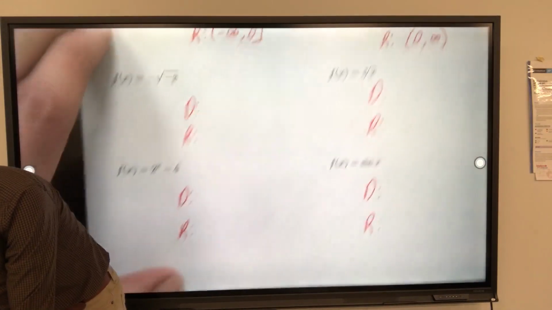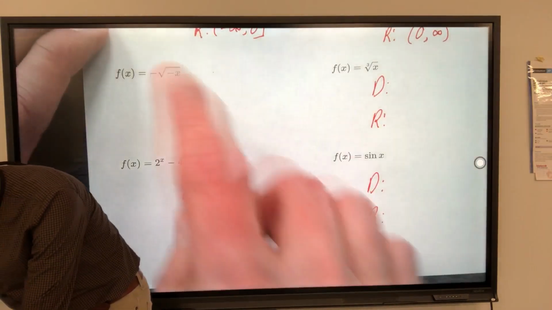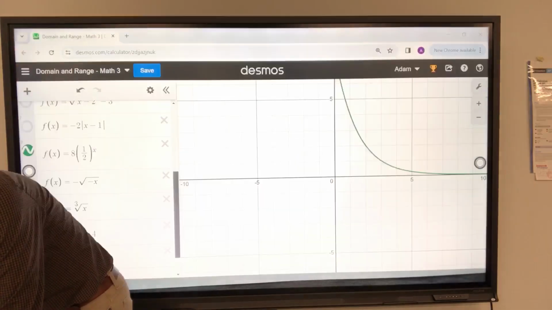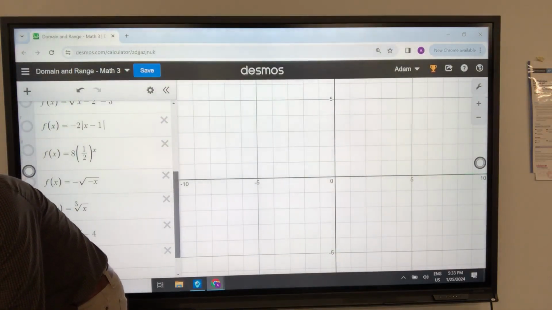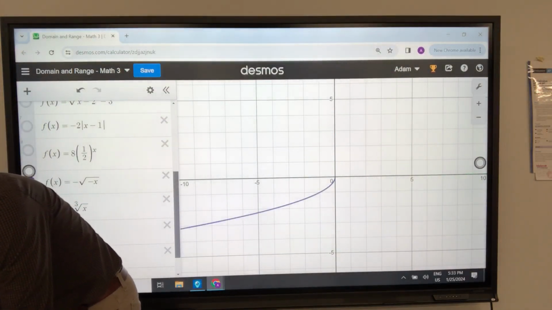Okay, this next one right here, negative square root of negative x. It's going to get a little bit tricky. And there it is right there. I'm going to make it a little bolder.